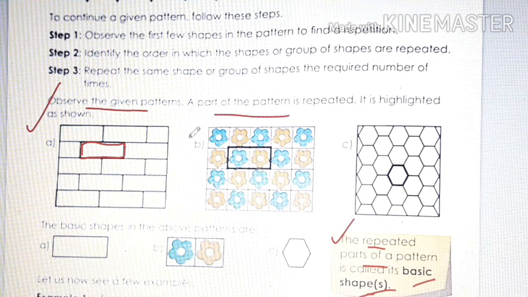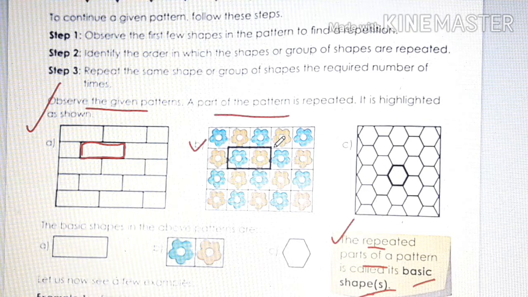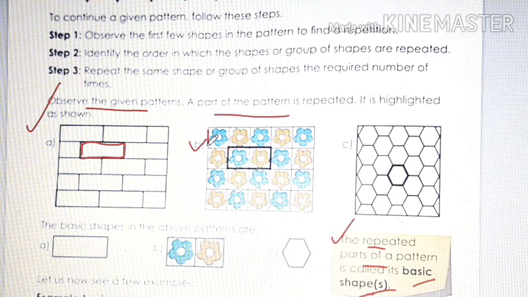Now in this, you can see all are flowers, isn't it? The shapes are the same, children, but the colors are different. So what are the basic shapes here? You can say that the basic shapes are your blue and yellow colored flowers. Clear? Don't get confused with it, children.